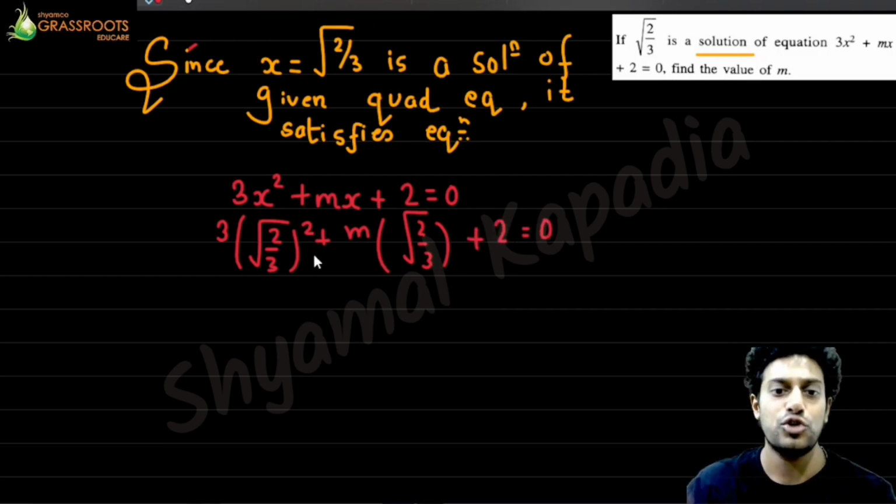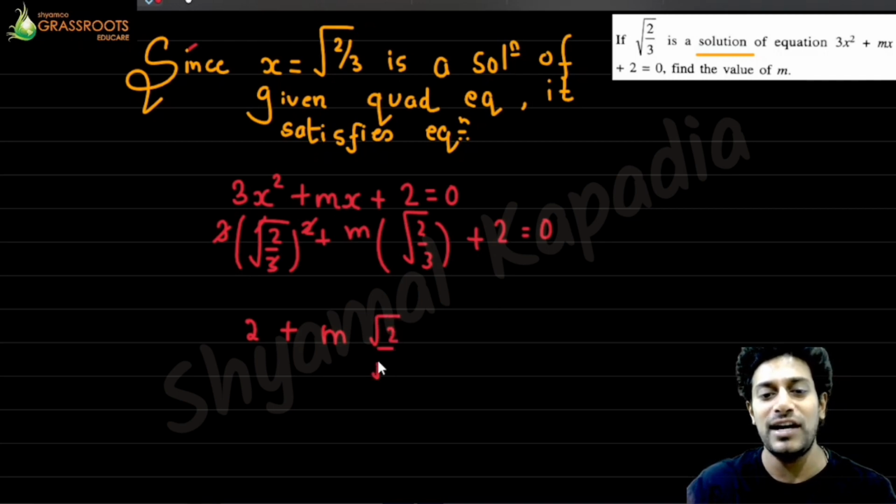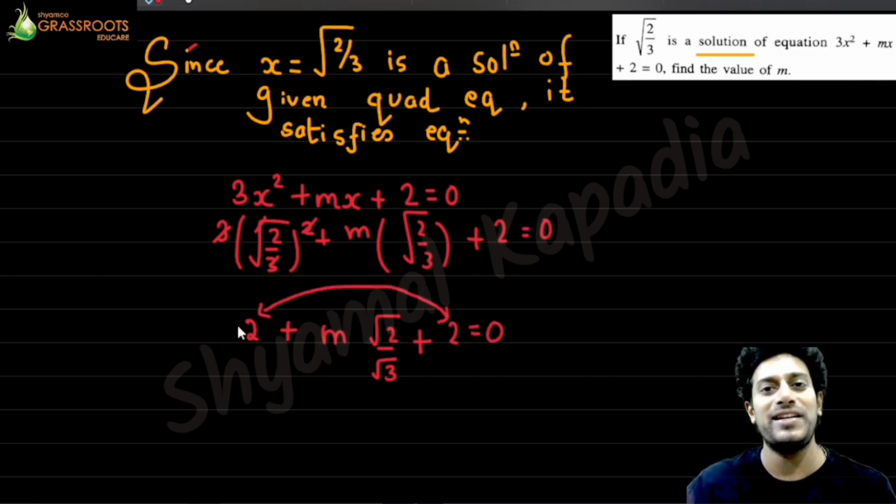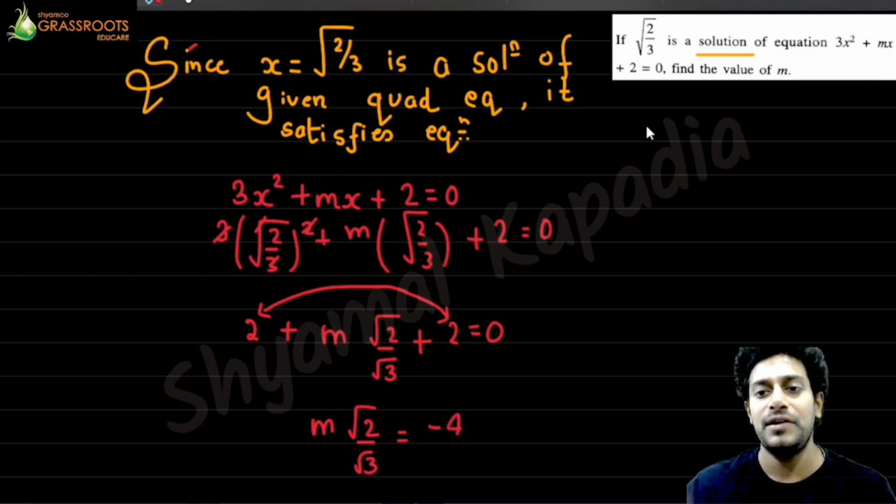Right? With this, square and square root vanishes out here. Even 3 and 3 goes because square root gaya na bhaiya. So we get 2 plus m, split the power, split the square roots. You can write this as m root 2 by root 3 plus 2 is equal to 0. Now out here 2 plus 2 makes it 4. Shift it on the other side. So m root 2 by root 3 is equals to minus 4. Cross multiply. You get m is equals to minus 4 root 3 by root 2.